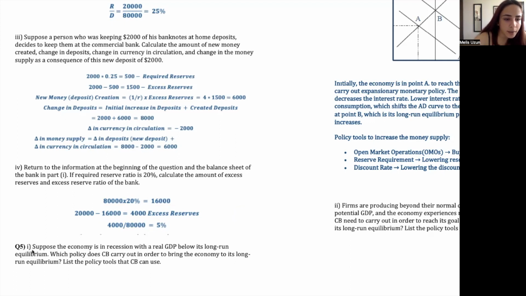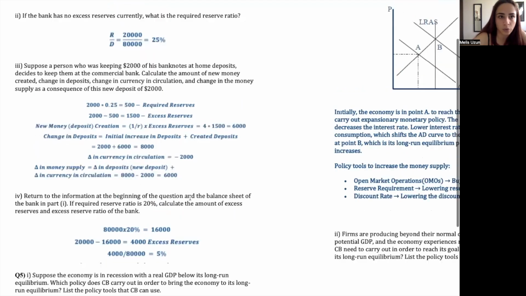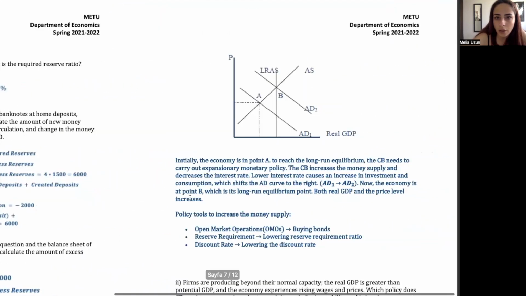Question 5 asks, suppose the economy is in recession with a real GDP below its long-run equilibrium. Which policy does the central bank carry out in order to bring the economy to its long-run equilibrium? List the policy tools that the central bank can use. So let's look.